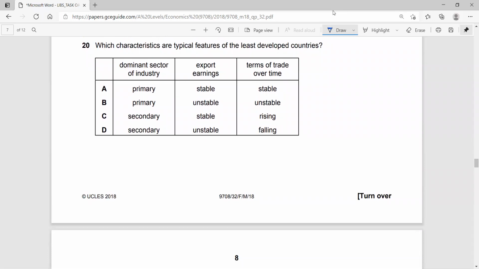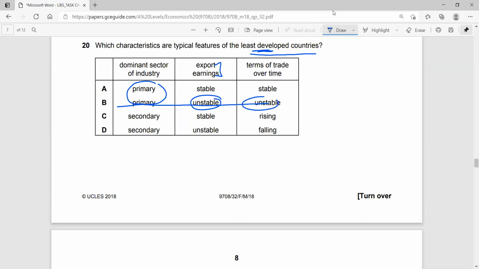Which characteristics are typical features of least developed countries? Dominant sector of industry should be primary, which is why they often don't earn a lot, because they just export raw material, agro-based products. Export earnings have to be unstable. If they had stable export earnings, they would have a decent amount of money, probably would not be least developed. And well, that just automatically gives you your answer.